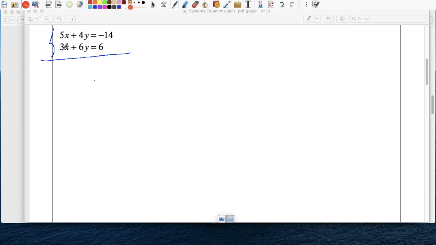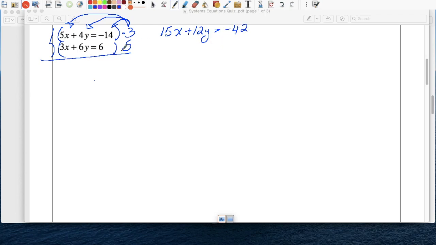So 5 and 3, the common multiple is 15, so I'm going to make both of them equal 15. So I'm going to multiply this first equation here by 3, and I'm going to multiply the second equation by 5. So everybody gets multiplied by 3. So let's do that. 3 times 5x is 15x. 3 times 4y gives me 12y. And 3 times negative 14 is negative 42.